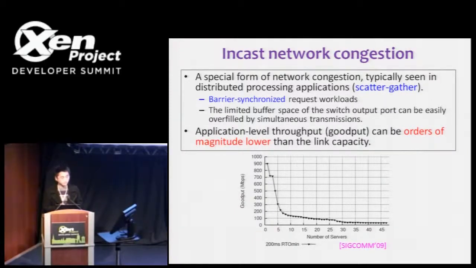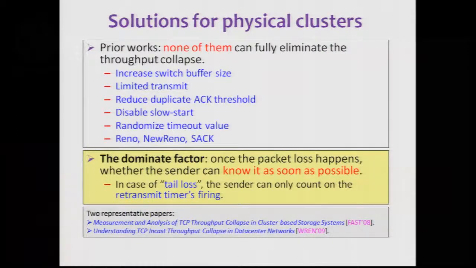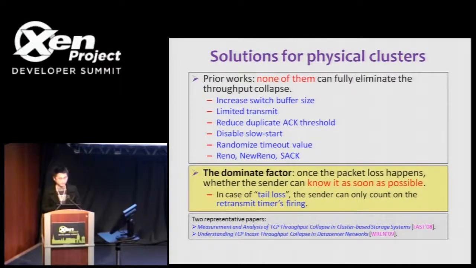For example, in this figure, when the number of senders exceeds 20, the goodput can be lower than 100 Mbps in a 1 Gbps link. So a lot of network resources have actually been wasted. The prior work mainly focused on physical clusters, and many papers show that none of the listed solutions can fully eliminate this problem. The dominant factor is, once a packet is lost, whether the sender can know it as soon as possible so that it can arrange retransmissions of the lost segments so as to saturate the network link.